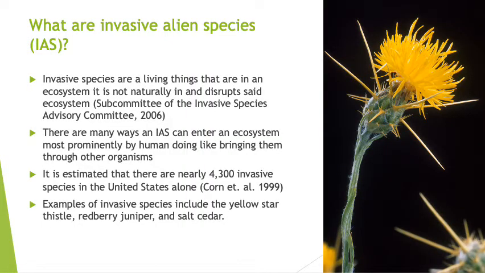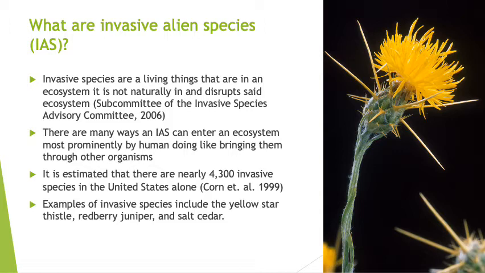What are invasive alien species? Invasive species are living things that are in an ecosystem it is not naturally in, and disrupts said ecosystem. There are many ways an invasive alien species can enter an ecosystem, most prominently by human doing, like bringing them through other organisms. It is estimated that there are nearly 4,300 invasive species in the United States alone.